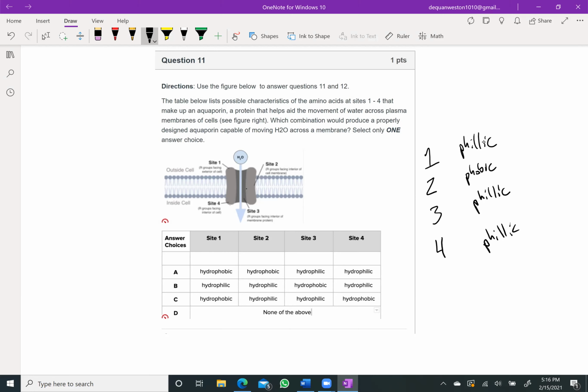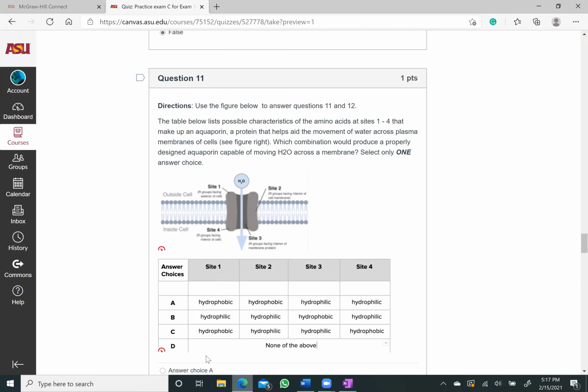So then we go here. Site 1 needs to be philic, so that ruins this and this. So A and C are already canceled out. Site 2 needs to be phobic. Okay, this doesn't have that. Boom. So we know right away it's a D. Go back here and mark it.